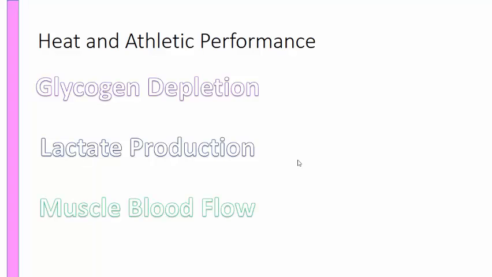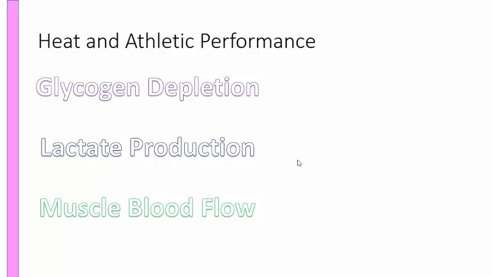You're also going to decrease your muscle blood flow, and this occurs only at really high intensity exercise. If you're exercising at a low or moderate intensity, then your muscle blood flow isn't really affected. This only occurs at high intensities.